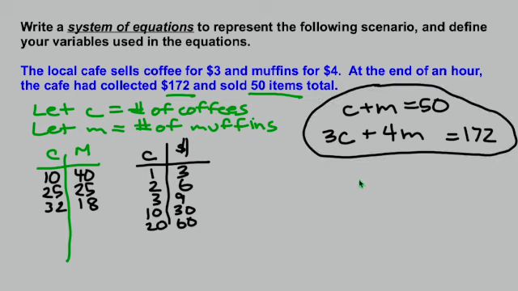So that's it. That's how you actually set up a system of equations here using our variables in play, the number of coffees and number of muffins, and then you're good to go.